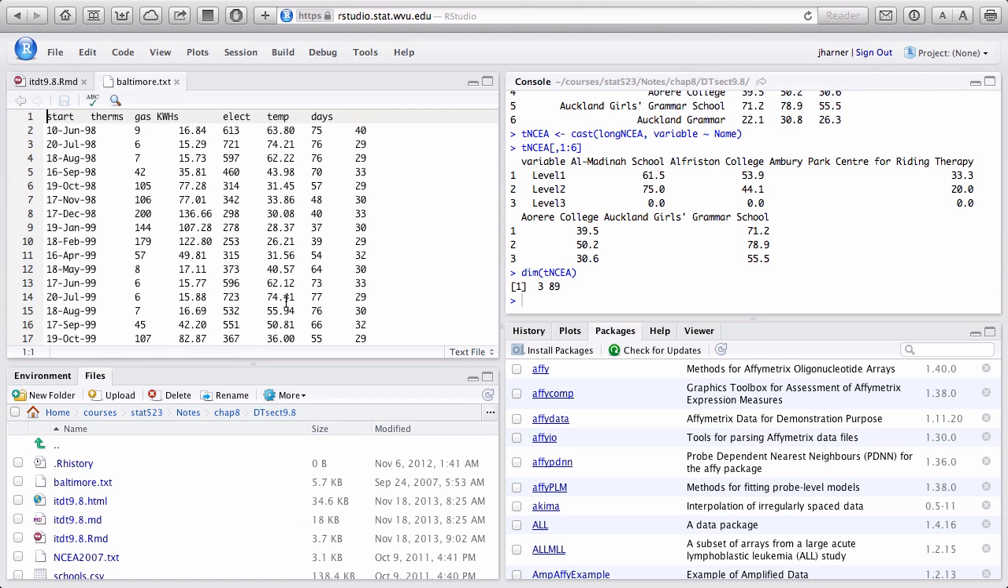This is why you need these self-documenting data sets, like in your packages, where you click on it, you see exactly how every variable is defined. That's the data set that we're going to analyze.